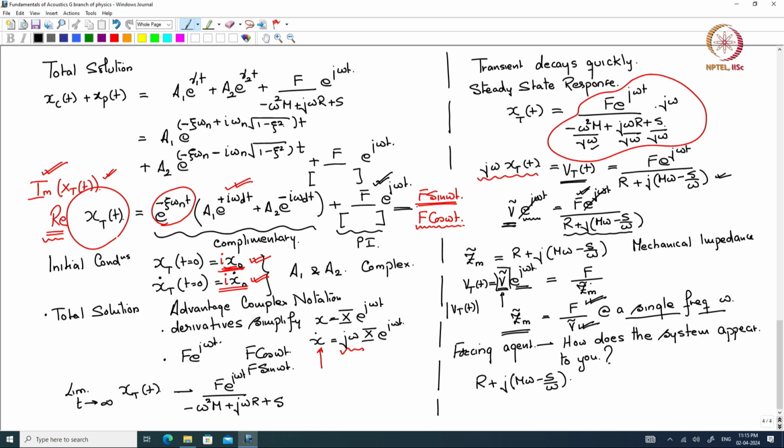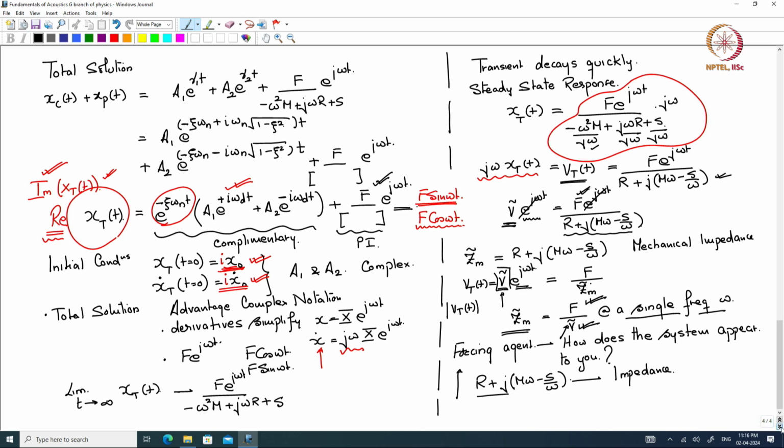As the word impedance implies, it means what difficulty it poses to me, how difficult is it for me to disturb it or excite it. So, if this value is high, that means the velocity is low, that means the force is largely unable to excite the system. So, if the impedance is high, the force is unable to disturb it largely. That is what it means.